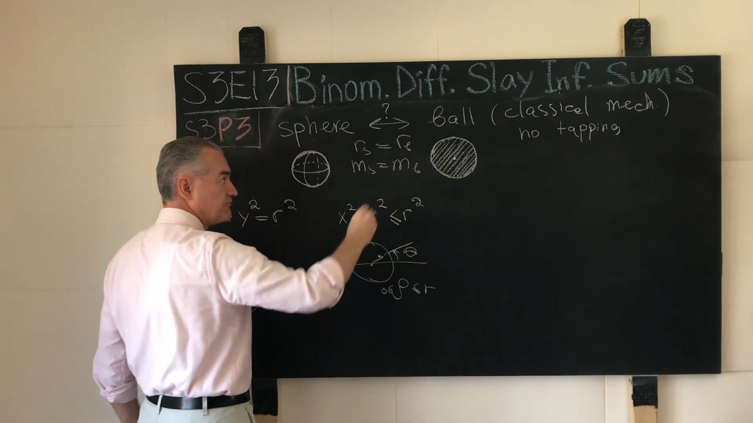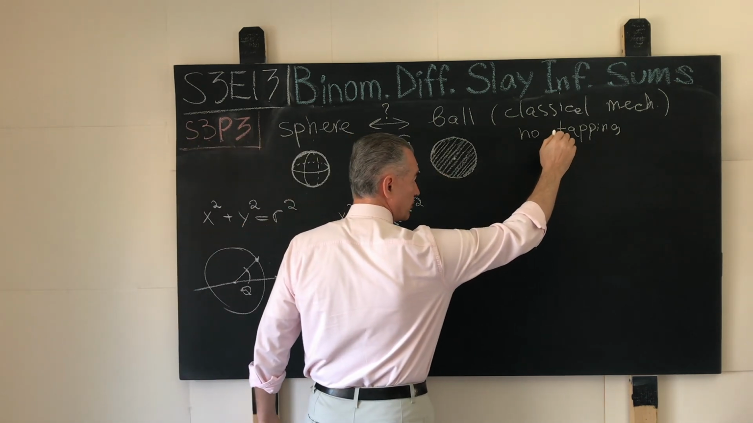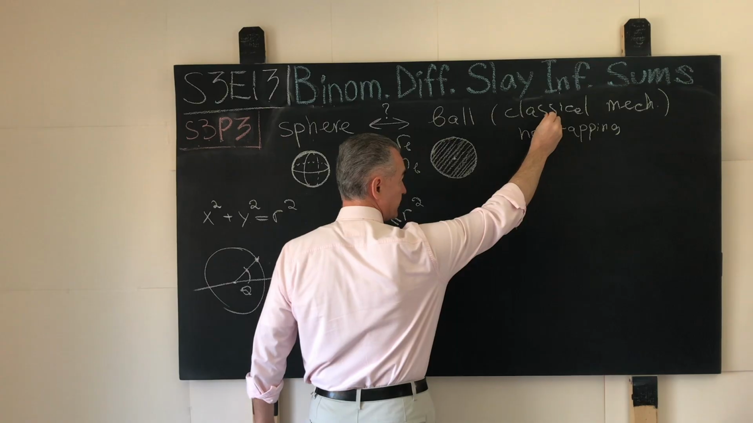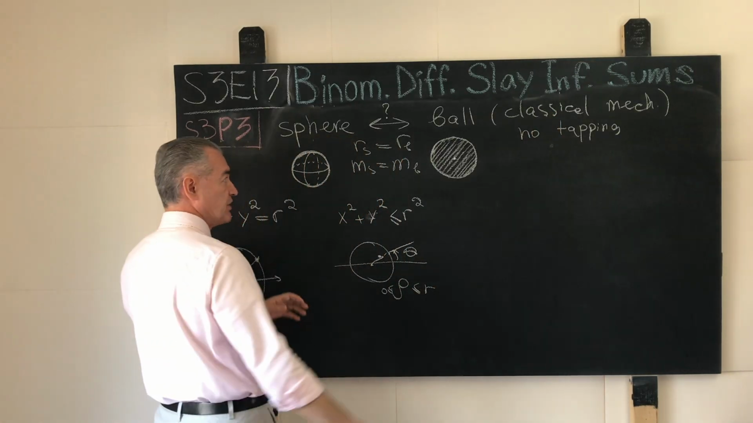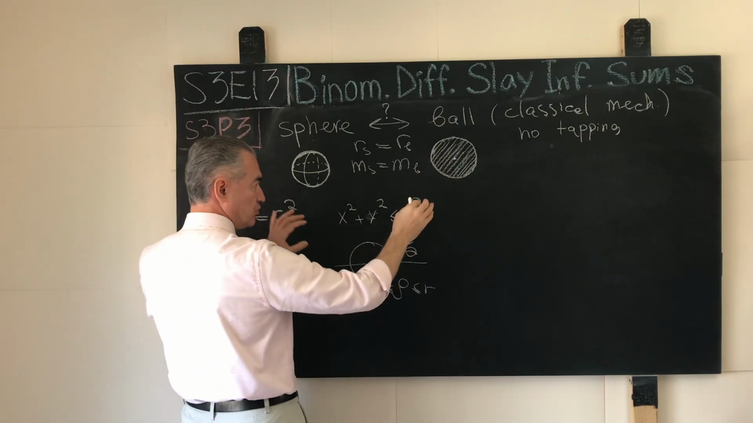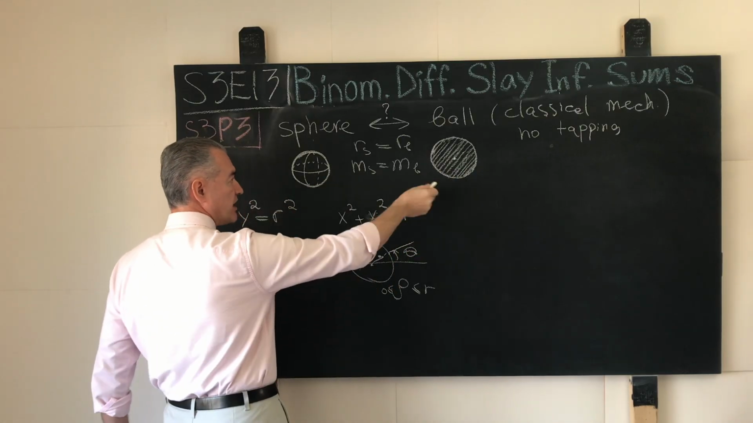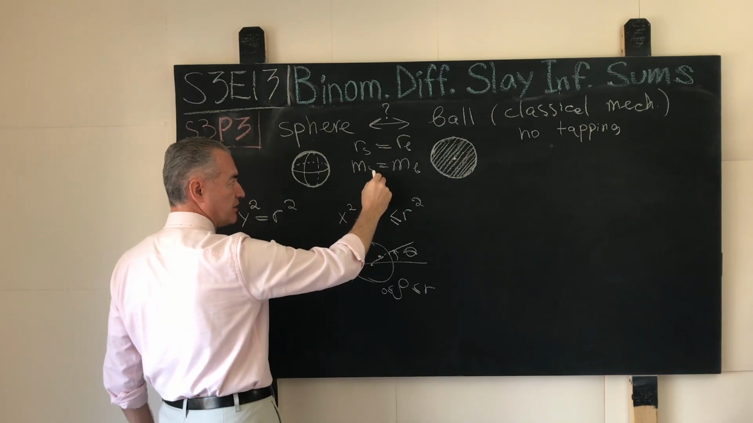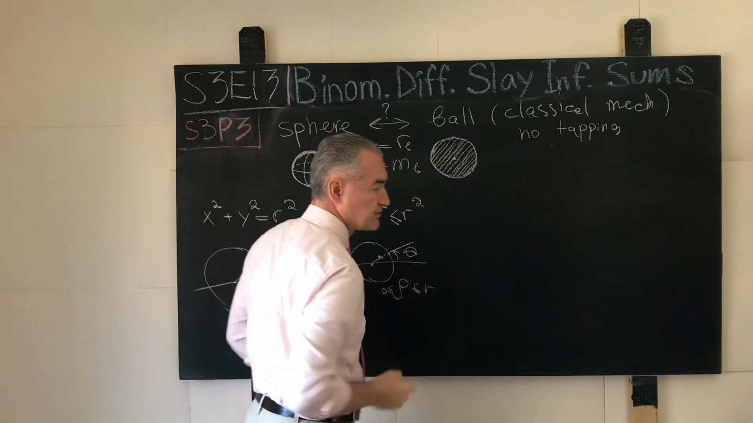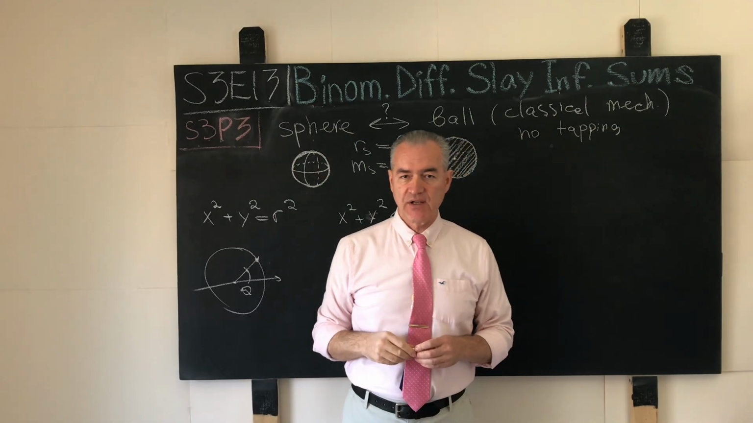So in this problem, with no tapping or knocking on the ball, using the apparatus of classical mechanics, we are asked to discriminate one object from the other with absolute certainty and correctly, if the radii of these two objects are one and the same, and the masses of these objects are equal as well.